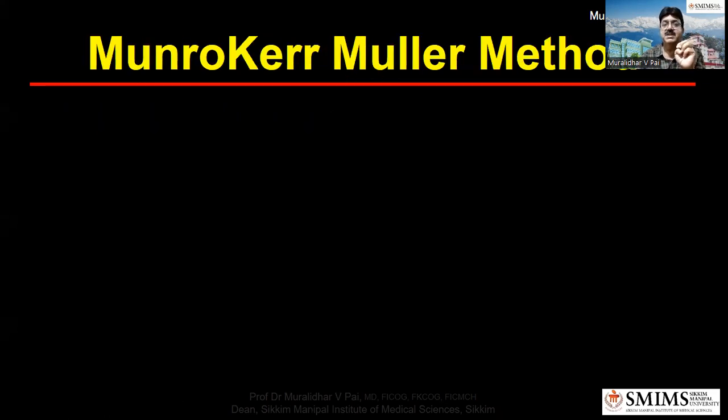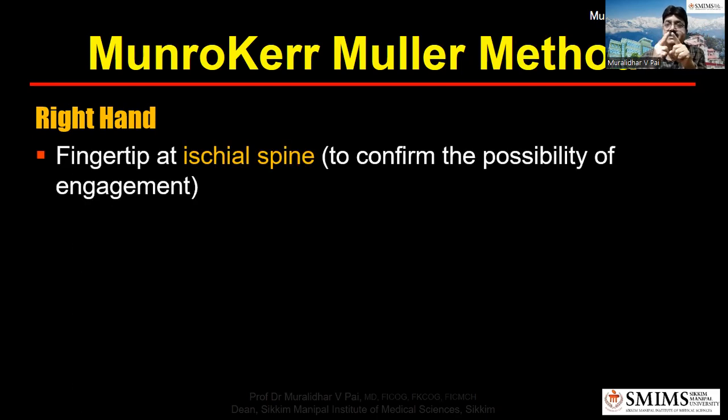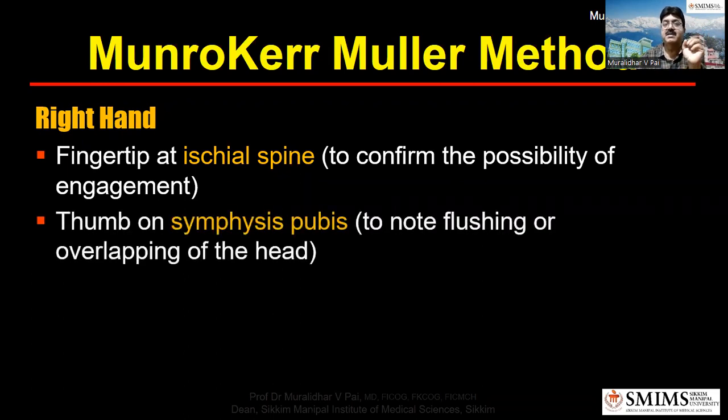So what is this Munro Kerr Muller's method? The right hand is the one which we always use for a bimanual examination. The fingertip is at the ischial spine and waiting for the head to come down to that level or the face to come lower than that to confirm the possibility of engagement, right? And the thumb is kept on the symphysis pubis to note the flushing of the head, whether the head goes just inside or whether the head goes up by lifting the thumb. It doesn't lift so much, but I'm making it dramatic to teach you.